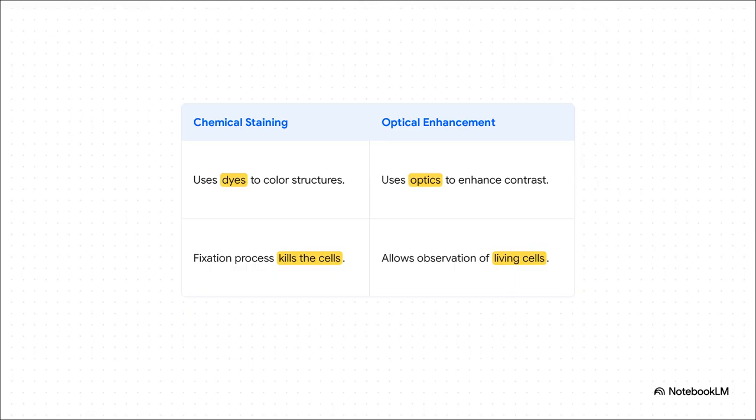The first idea was chemical staining. You basically use dyes that stick to different parts of the cell, making them pop with color. The catch? The process to get the dye in there, called fixation, kills the cell. So you get a beautiful picture, but it's just a snapshot. The second way is much cooler in my opinion. It uses clever physics, these optical tricks, to boost the contrast in living cells. This lets you watch life as it's actually happening, in real time.